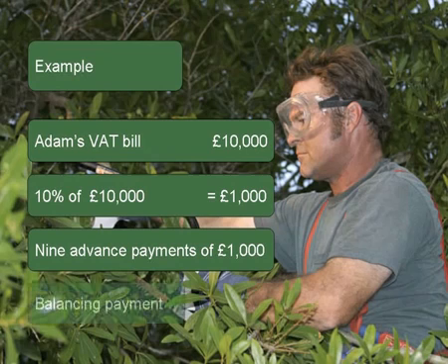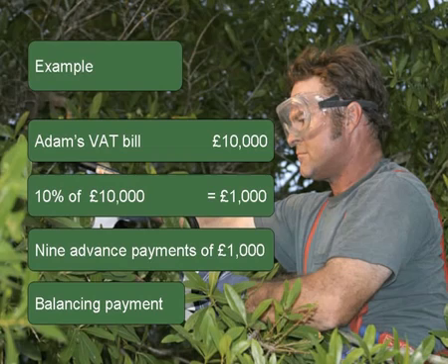He'll make a final payment, known as a balancing payment, when he sends in his VAT return. This amount will be the difference between his advance payments and the actual VAT bill confirmed on his VAT return. Adam will complete his annual VAT return online in the usual way. The total amount for the year will automatically be entered as he works through the boxes on screen. The online system doesn't take into account any of the advance payments already made by Adam, so he'll need to work out the balancing payment separately.